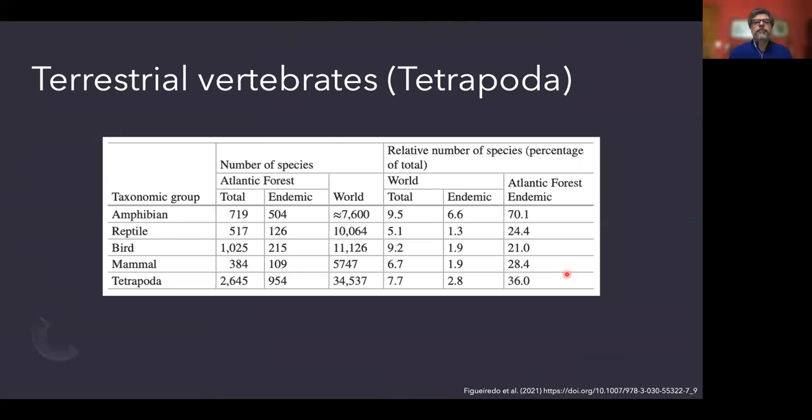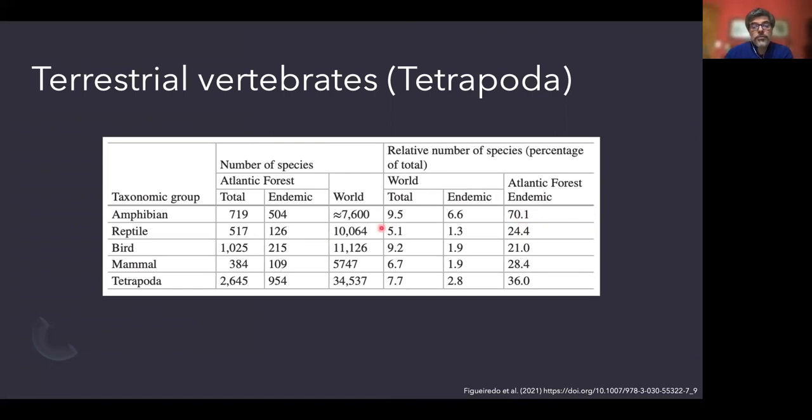If we look at the patterns of diversity and endemism, this is for tetrapoda. Tetrapoda is basically vertebrates except for fish, so terrestrial vertebrates: amphibians, reptiles, birds, and mammals. This is the total number of species in the Atlantic forest and the number of endemic species. You see the percentage of endemic species in the Atlantic forest is very high for amphibians, especially frogs. So 70% of them are endemic.